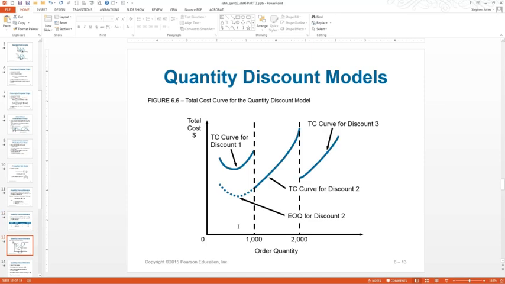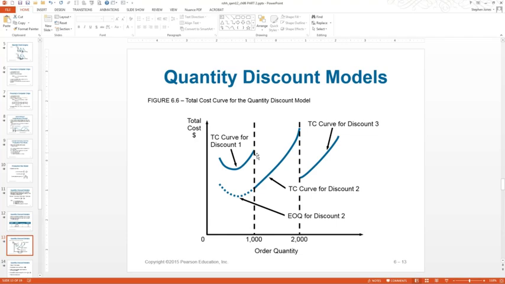I don't like that curve. That curve is just a little bit too busy. Take a look. Here's what it says. This is the total cost curve for discount 1, or essentially no discount, the 0 discount.